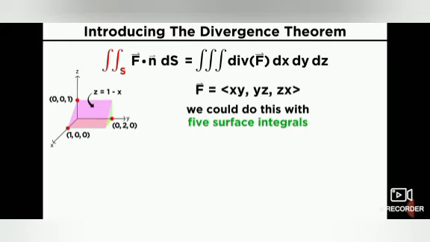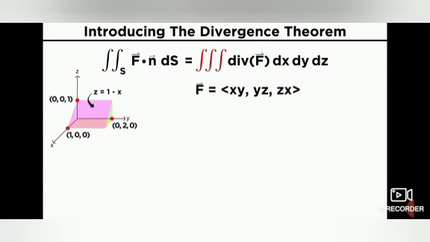We would have to do 5 surface integrals for this surface. But in order to reduce the work, we go for the volume integral with divergence. The divergence theorem is used to find the divergence of a vector field around a closed surface. So instead of going for the surface integral, we go for the volume integral. Divergence of F: what is meant by divergence of F? We already know divergence of F means del dot F.